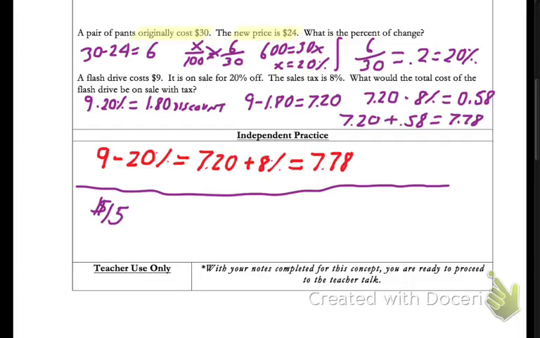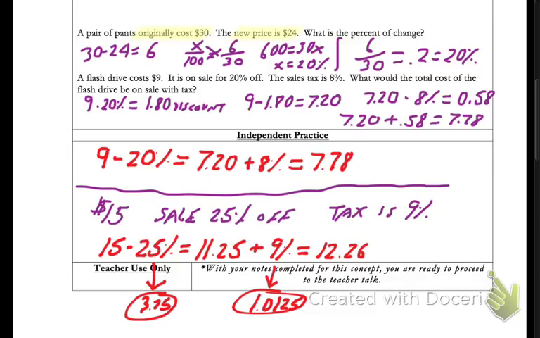So we have a shirt that costs $15. It's on sale for 25% off, and we know the tax is 9%. You can do this however you want to, but I'll tell you the final price here momentarily. Give it a try.